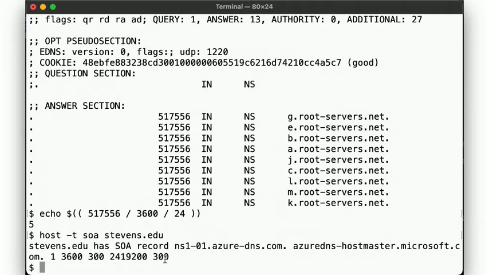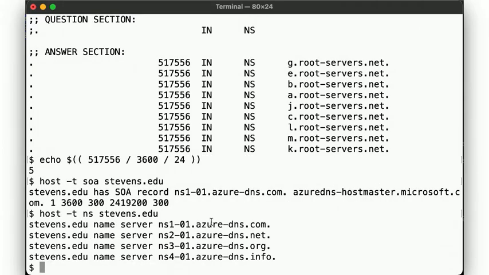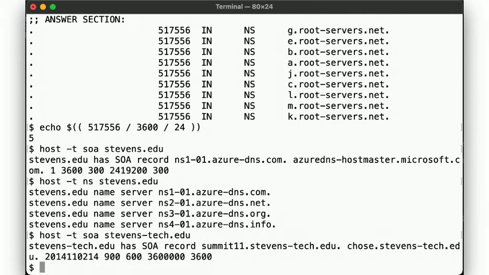Note that the authoritative domain name servers for a domain need not be under that domain, and in fact, as we show here, some DNS service providers even distribute the name servers across multiple TLDs for redundancy in case one of those becomes unavailable. It is also worth noting that two domain names that look similar and that we associate with one another remain entirely distinct and can have completely different authorities. Stevens-tech.edu is different from Stevens.edu.